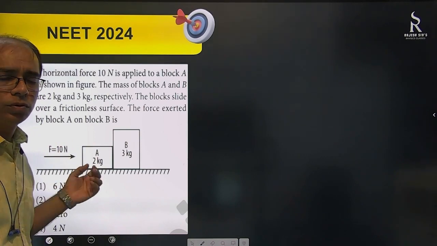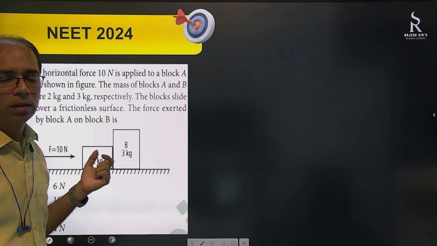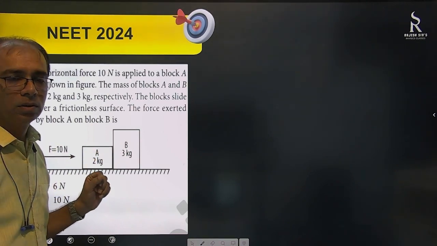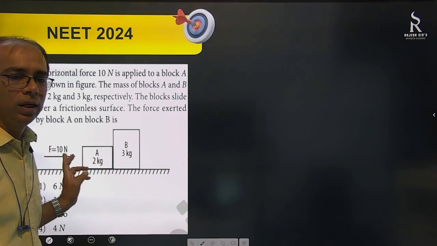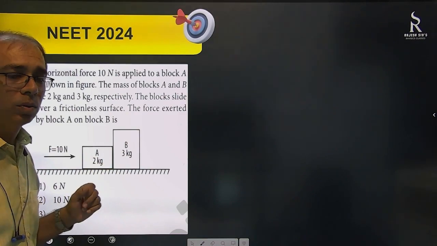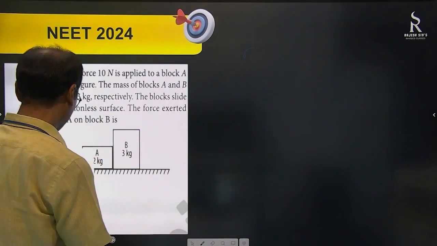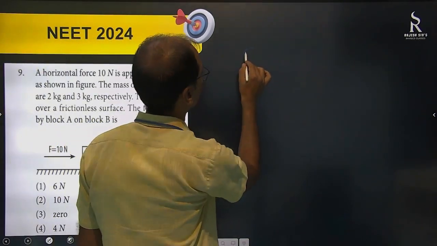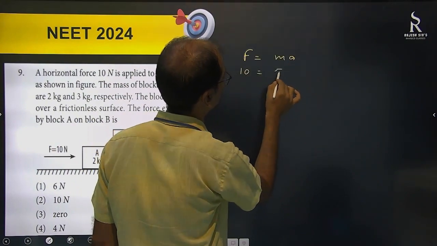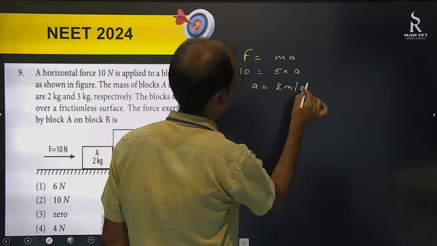If you are applying a 10 Newton force on this 2 kg block, and the 2 kg is applying force on the 3 kg, then 2 kg can apply force on 3 kg only when they are in contact, obviously. That means both are moving together. So 10 Newton is making this 5 kg move together. What is the acceleration? Force equals mass into acceleration. Force is 10, mass is 5, so acceleration is 2. Is it the acceleration of both the blocks? Answer is yes.